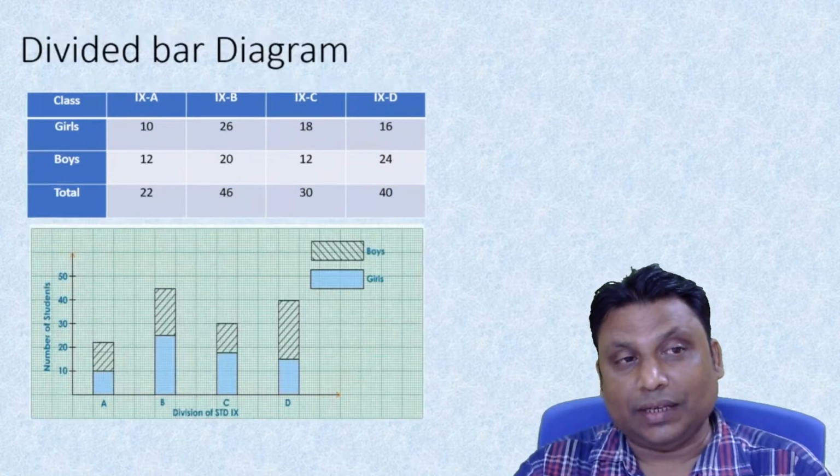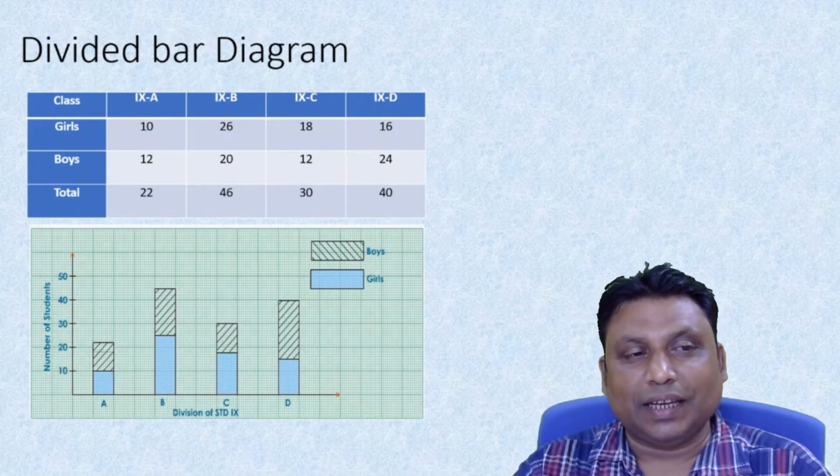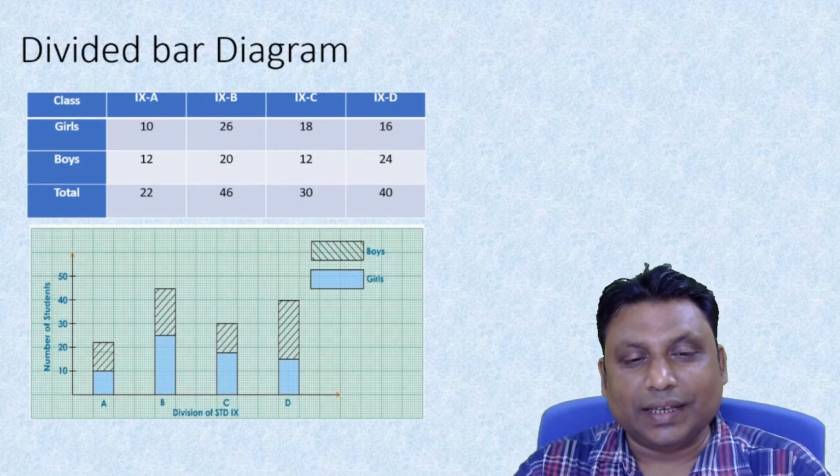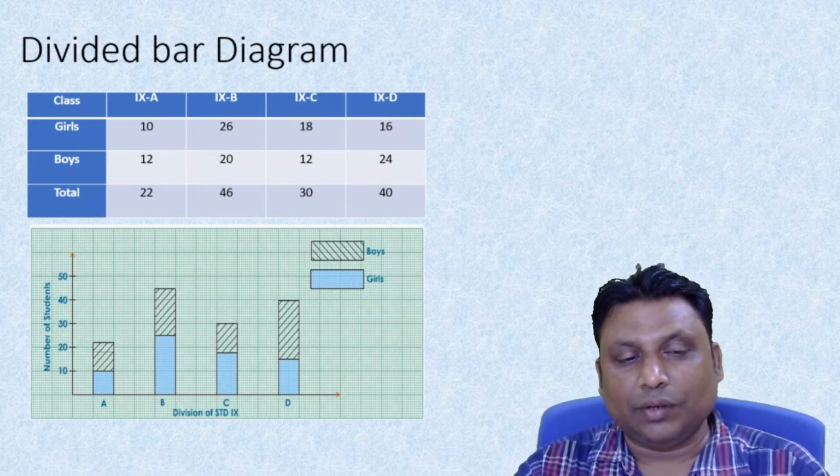Similarly, in example 3, divided bar diagram means we divide the bar: after girls, then boys, or after boys, then girls. Here the sky color is girls, and after that comes boys. That means first you take 10 for girls, then 12 for boys, and the total is 22. Similarly, in section B of class IX, first we take the sky color for girls, 26, then we take 20, and the total is 46. Similarly for C and D.